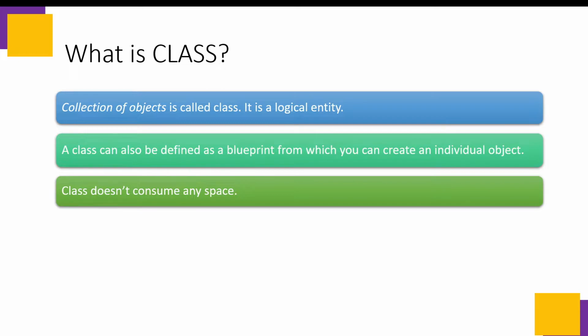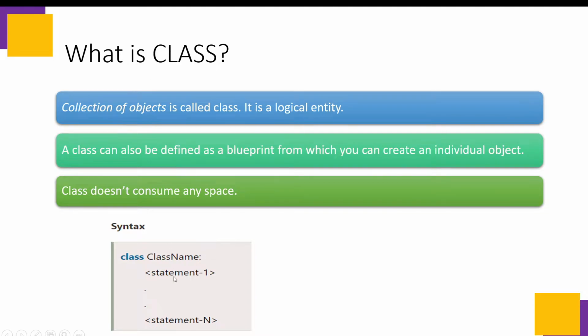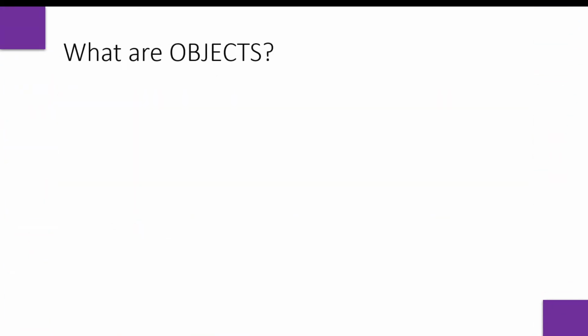Okay. Let's see how the syntax looks like. The syntax is you write the class keyword and then the class name colon, and then below that you write the statements of the code inside the class. Moving ahead, we'll see what are objects.